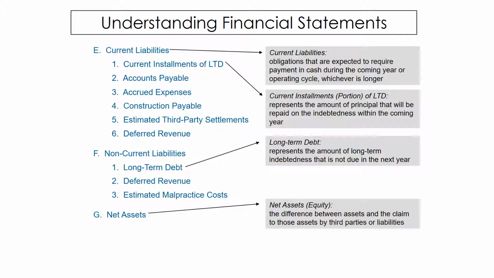And then we have our net assets. And really, net assets is also called our equity. And this is the difference between assets and the claim to those assets by third parties, or liabilities. So this is the ownership.